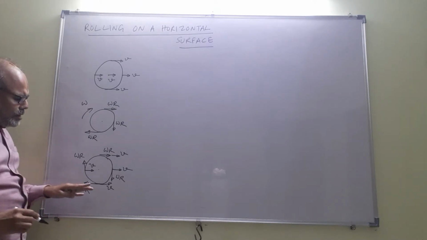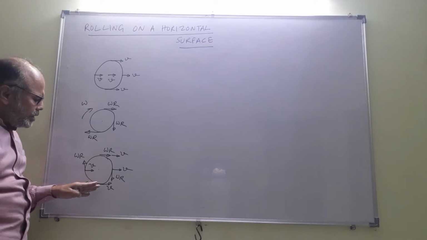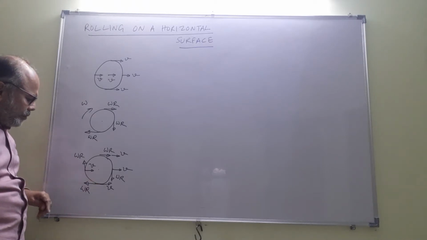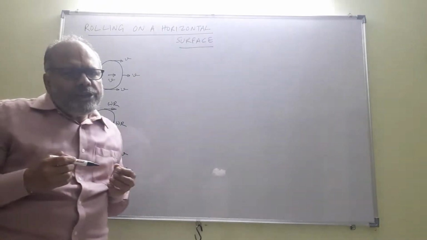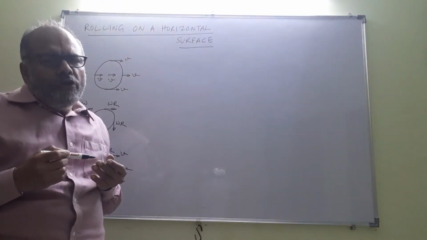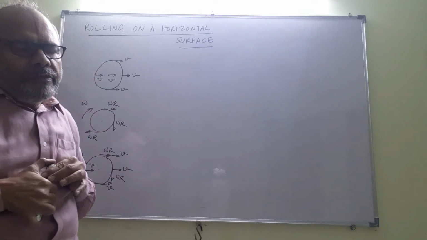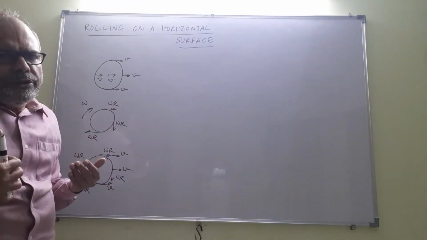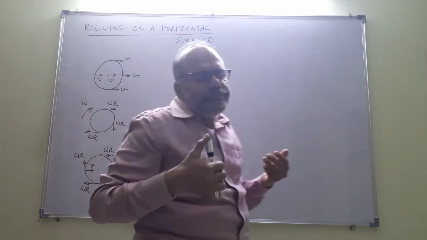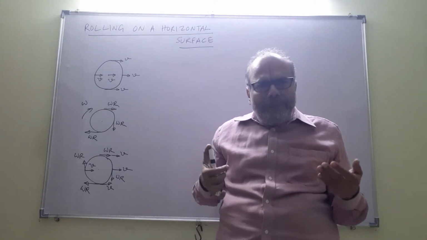Now, we are concerned mainly with the instantaneous point of contact. That is because frictional force acts at the point of contact. Now we know the role of friction. The role of friction is to prevent slipping.